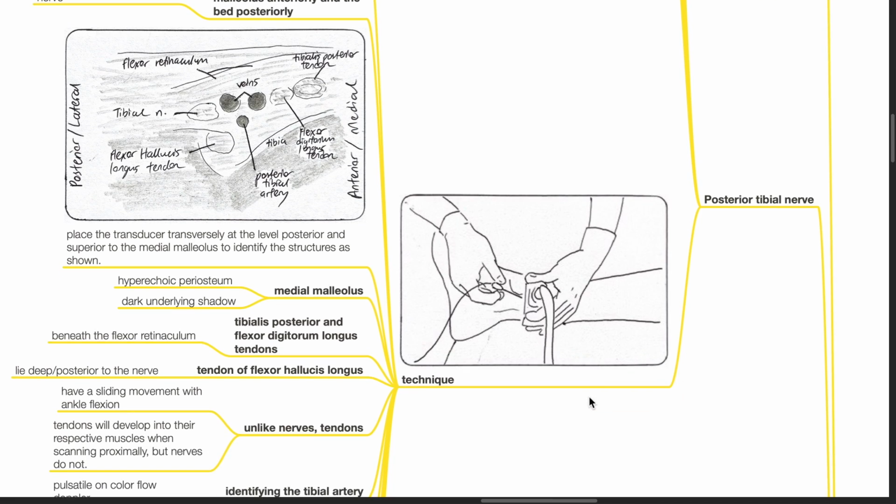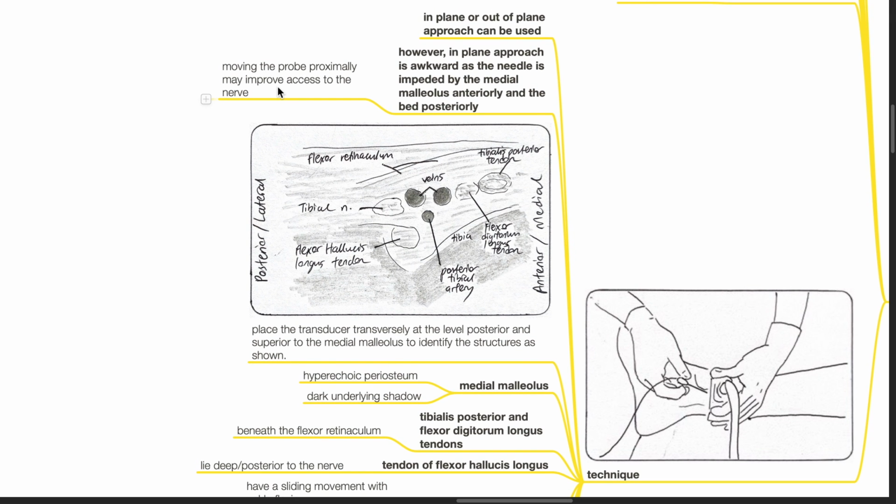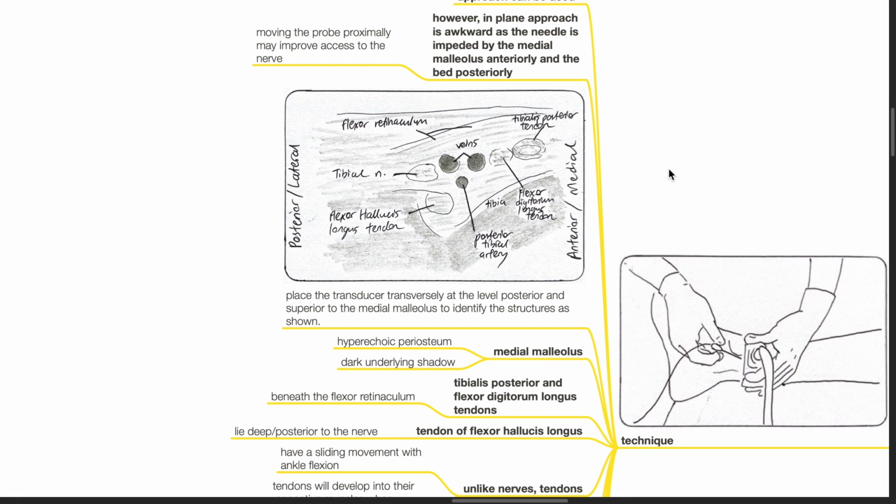Technique. In-plane or out-of-plane approach can be used. However, the in-plane approach is awkward as the needle is impeded by the medial malleolus anteriorly and the bed posteriorly. Move the probe proximally to improve access to the nerve. Place the transducer transversely at the level posterior and superior to the medial malleolus and identify the structures as shown.